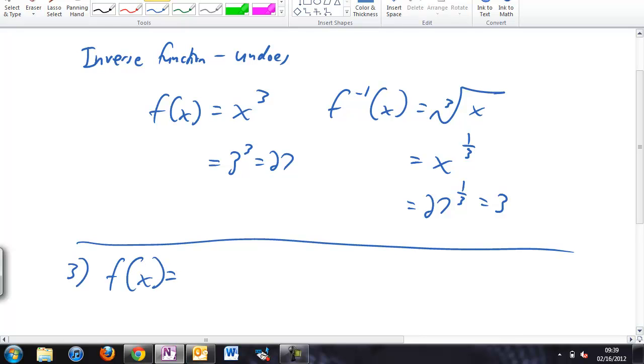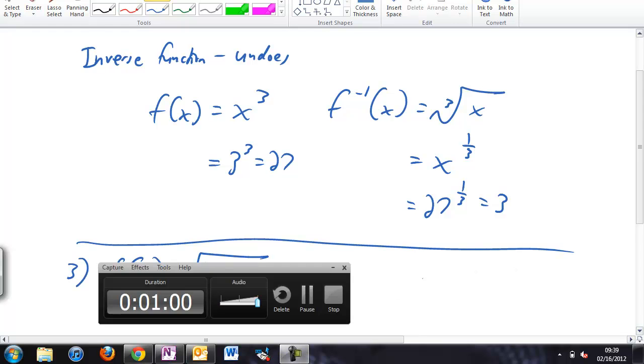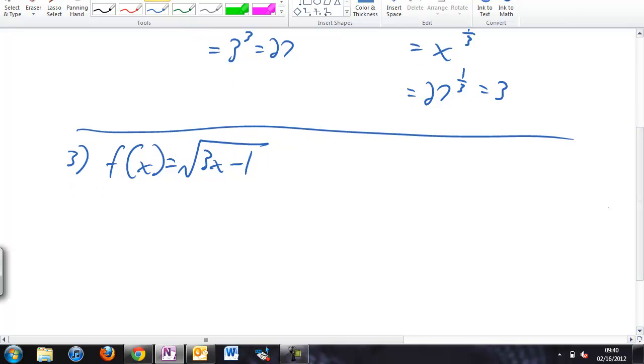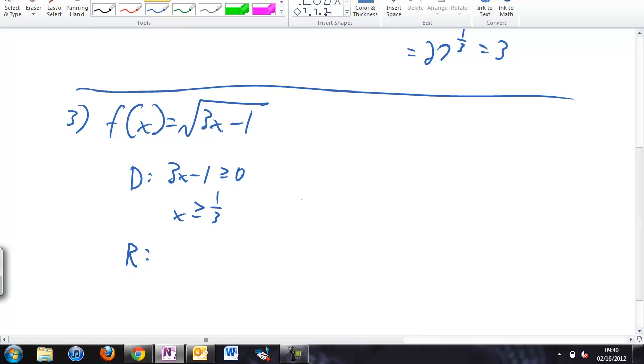Say f of x is equal to the square root of 3x minus 1. The domain of this function would have to be 3x minus 1 is greater than or equal to 0. The range of this function goes back to the range of any radical function. If we plugged in 1/3, we would get the square root of 0. And given any value for x, it's impossible to get a y value that is less than 0. Our range would have to be y is greater than or equal to 0, and you can confirm that by graphing.